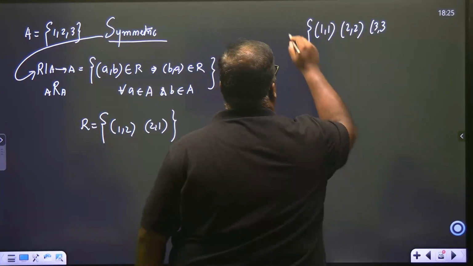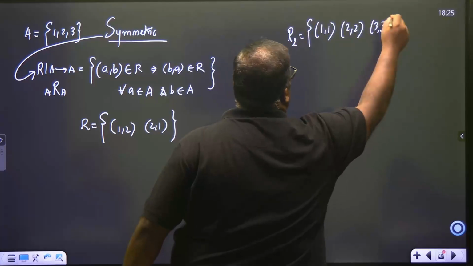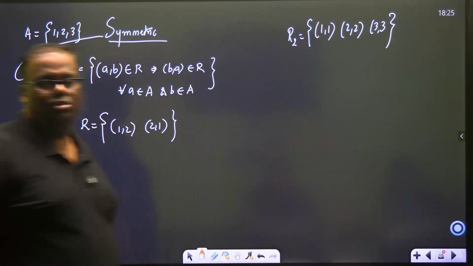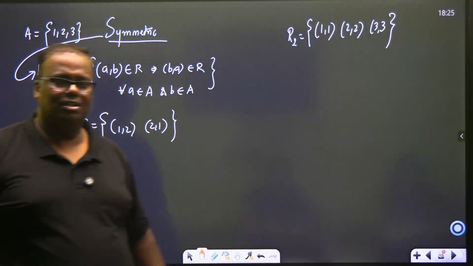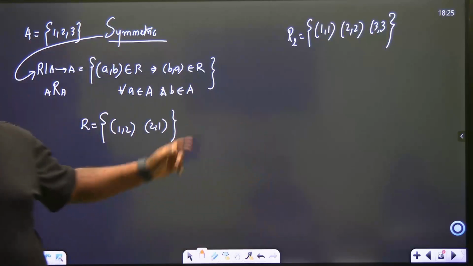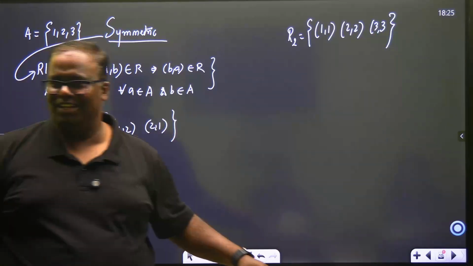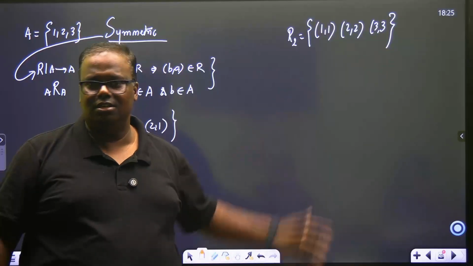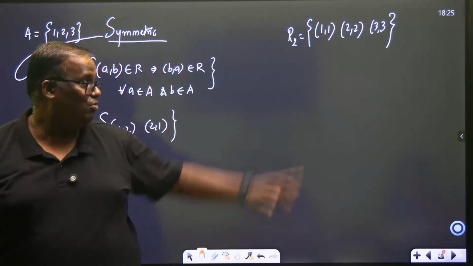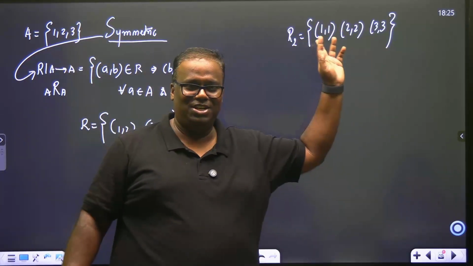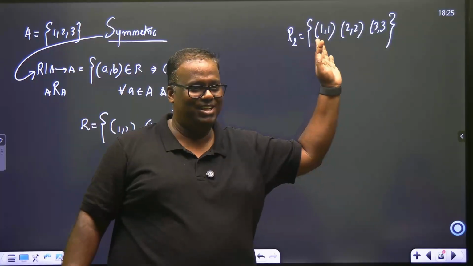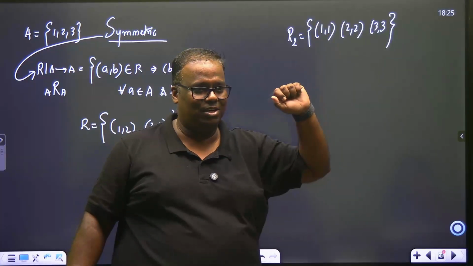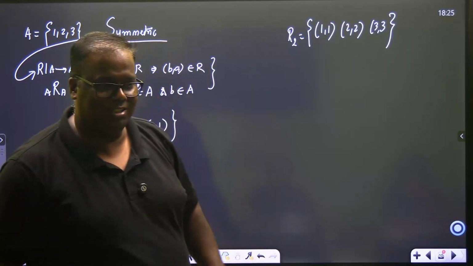So let's say I have a relation R2 and it is this. What relation is this? Identity. What relation is this? Reflexive. Reflexive needs only that. What relation is this? Symmetric also. For every (1, 1), (1, 1) is present. For every (2, 2), (2, 2) is present. For every (3, 3), (3, 3) is present. We don't repeat the ordered pairs.